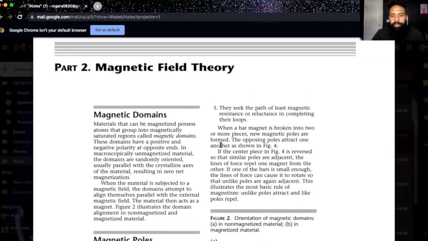When a bar magnet is broken into two or more pieces, new magnetic poles are formed. The opposing poles attract one another as shown in figure 4. If the centerpiece in figure 4 is reversed so that the similar poles are adjacent, the lines of force repel one magnet from the other. If one of the bars is small enough, the lines of force can cause it to rotate so that unlike poles are again adjacent.